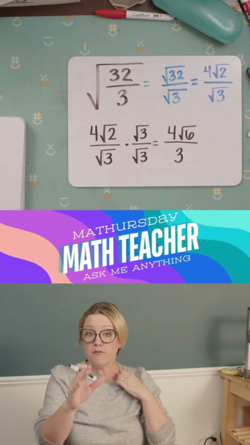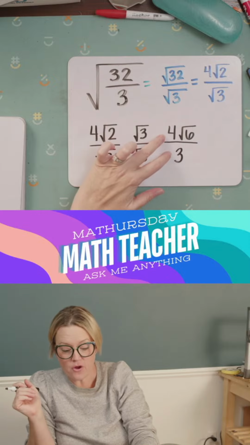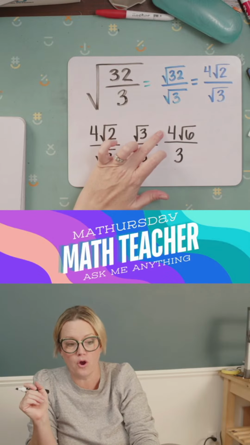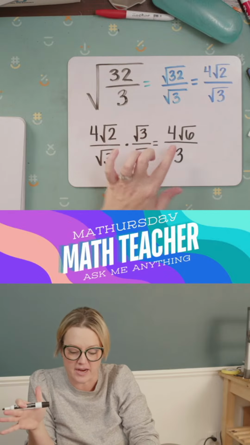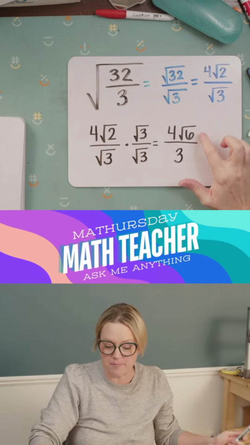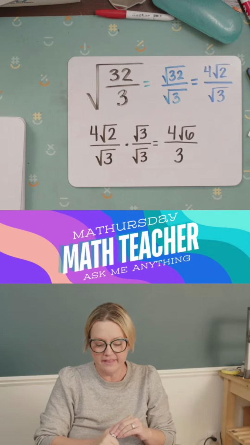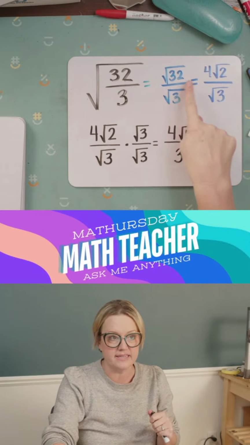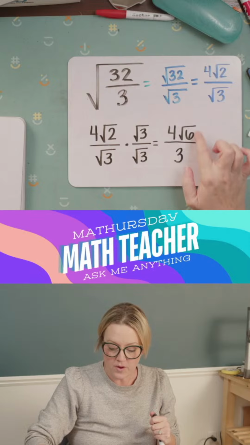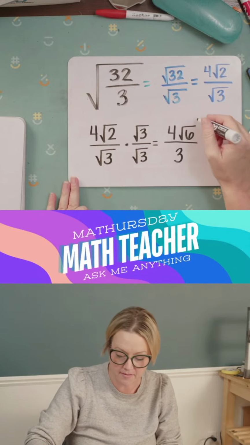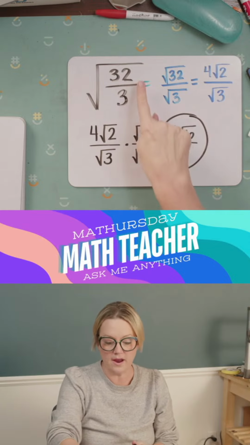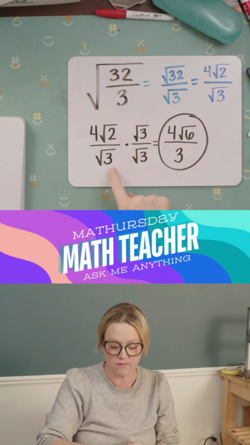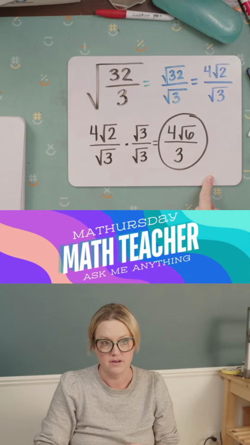Now, if I noticed that this were like 4 over 2, I would simplify that down just like a fraction. But I can't really simplify this radical, so this would be my final answer. This is where I've simplified the radicals and I've rationalized the denominator.